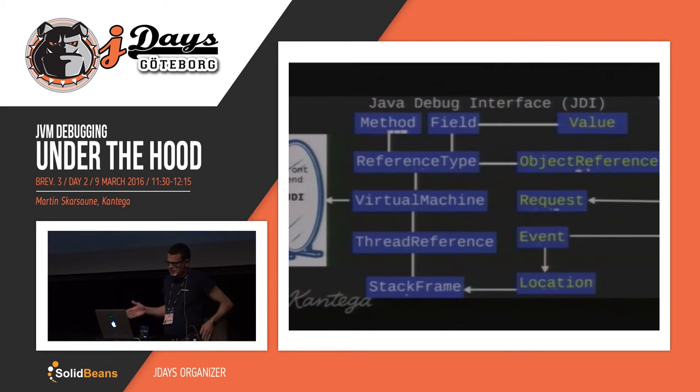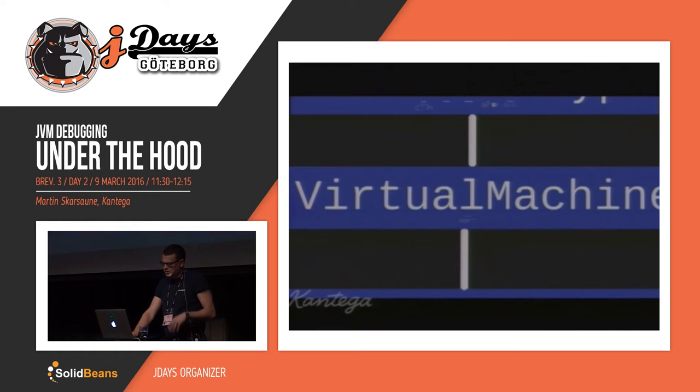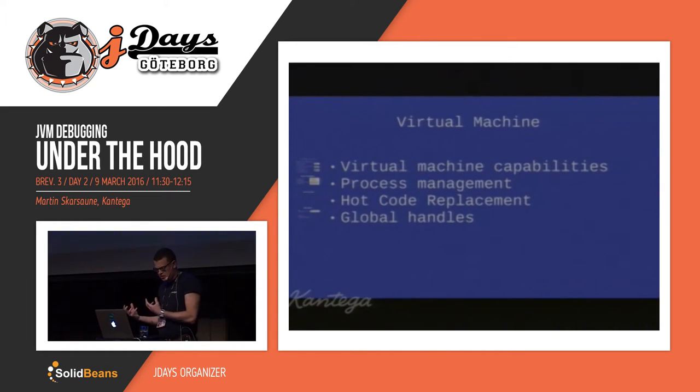And as you see on the left-hand side here, I put up some of the main entities, which should probably make a lot of sense from your own mental model of a virtual machine. You have similar concepts to reflection and threads and so on. And on the right-hand side are things that are specific for debugging. So the starting point when you launch a debugger is you get a reference to a virtual machine, which is a sort of master object of this connection.